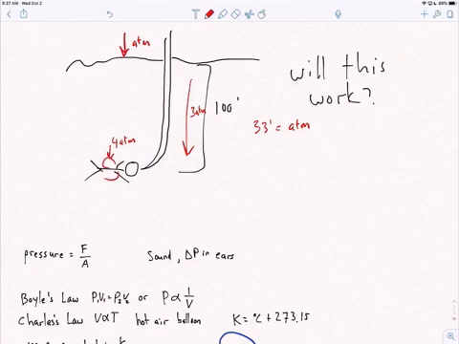And other kinds of pressure, well, sound. Sound waves are pressure waves. They're also a certain type of wave called a longitudinal wave. So we'll talk about the longitudinal or transverse waves.